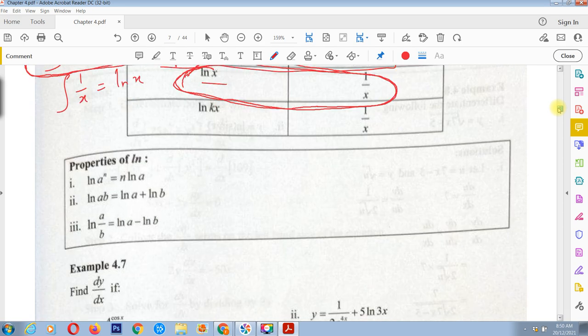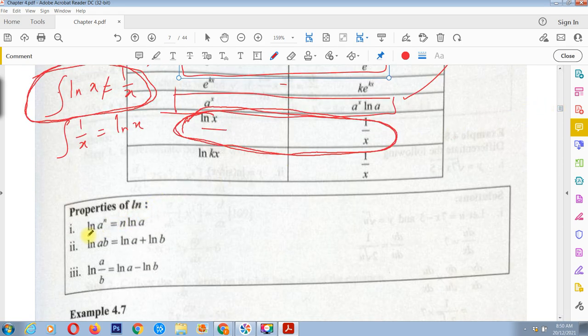Okay, and then properties of ln. There is an index law: ln a^n equals n ln a. If we have ln ab, it equals ln a plus ln b. If we have ln a over b, it equals ln a minus ln b. So why do we need these properties?